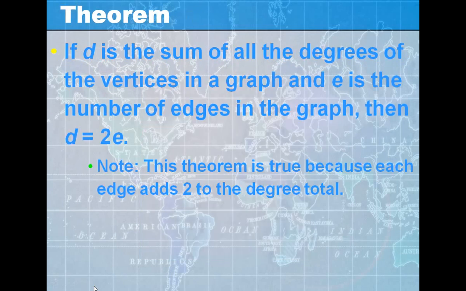Now we have a theorem that goes along with the degree. And this theorem states that if you take the degrees that we just found and you add them all together, that it's equal to 2 times the number of edges in the graph. And the reason why this is true is because an edge has 2 endpoints, so an edge is counted twice, once at each endpoint.